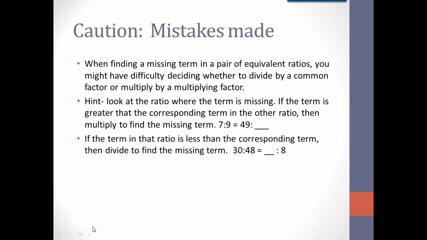If a term in that ratio is less than the corresponding term, then divide to find the missing term. 40 to 48 equals blank to 8. We see that it is decreasing. So 48 divided by 8 is 6. So 30 divided by 6 gives my new ratio of 5 to 8. This one is getting larger. 7 times what will equal 49? It is 7. So 9 times 7 is 63.